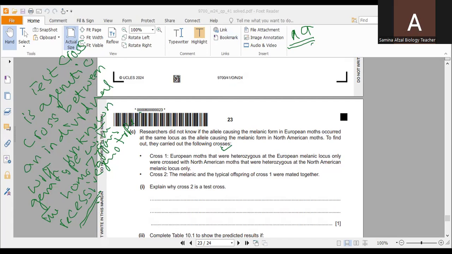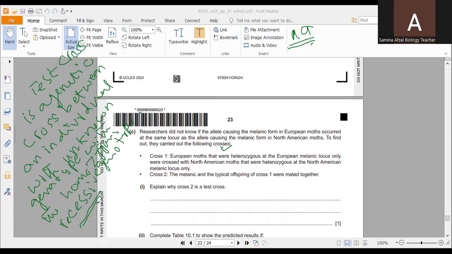So test cross. In cross 2, the melanic offspring from cross 1 are being crossed. We know they are melanic, but we don't know if they are homozygous dominant or heterozygous dominant for the combined melanic alleles. The typical offspring from cross 1 are homozygous recessive for the typical phenotype. This is because they express the recessive trait. So by crossing the melanic offspring with the typical offspring, researchers can determine the genotype.